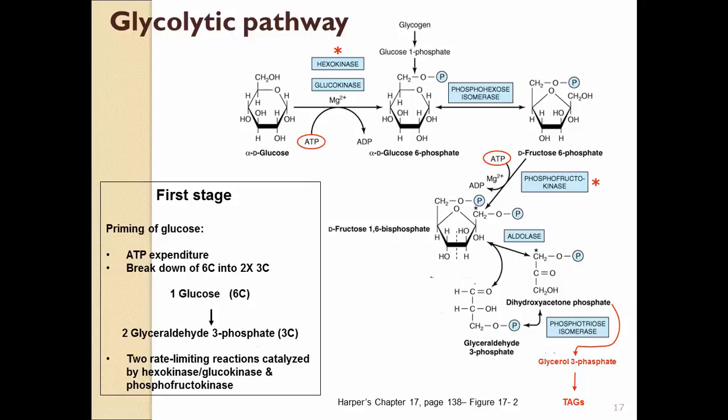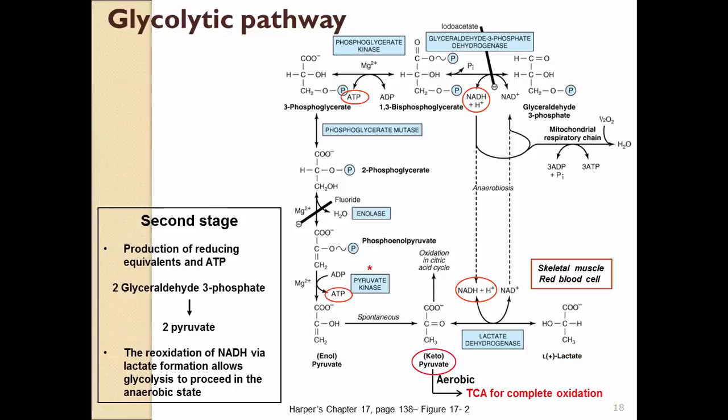Glyceraldehyde 3 phosphate, right? And then these two 3-carbon molecules enter the second phase. The second phase is the stage that generates ATPs and NADH, right? So 2 ATPs are generated at the substrate level phosphorylation, and because two 3-carbon molecules enter the second stage, usually 4 ATPs are generated in the second phase, and 2 NADH molecules, right?